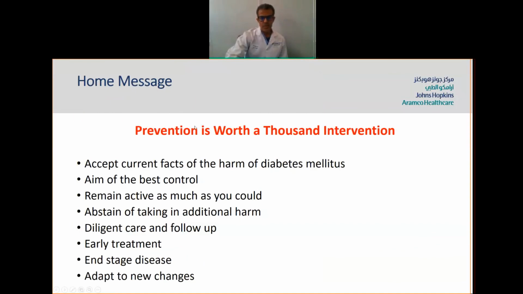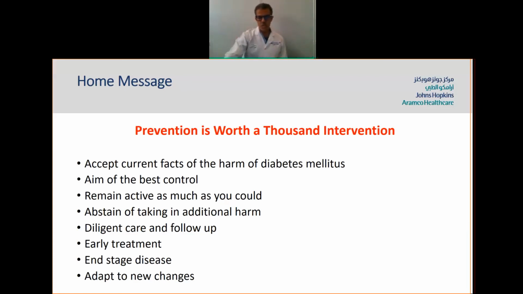So my take-home message to all of you is that prevention is worth 1,000 interventions. We have to accept the current facts that diabetes is a very harmful disease and is slowly and progressively damaging the inside of our vessels. And we will tend to see those complications in the future as time goes. However, we can control how fast diabetes is doing this by aiming for the best control from early on once the diagnosis of diabetes mellitus is established in the individual.